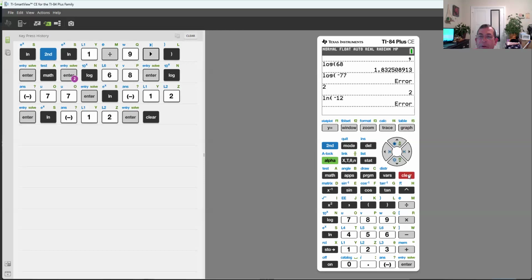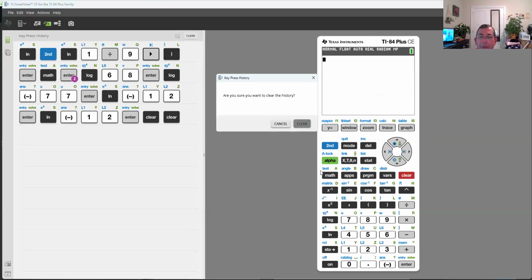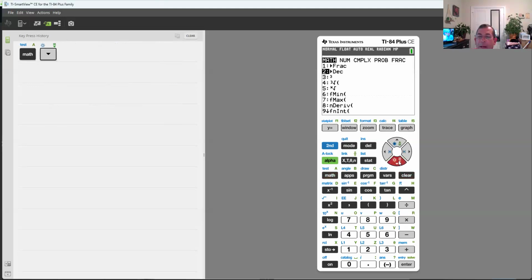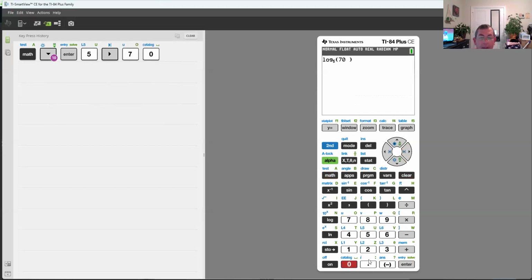All right, so clear that screen. I'm going to go to math and arrow down to log base. This will probably be your most important number in this chapter. So hit log base. The base was a 5. The result was a 70. All right, y'all, so we're going to hit enter, round it off to 4 decimal places.